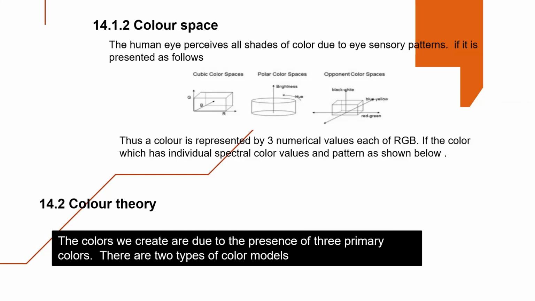Color theory. The colors we create are due to the presence of three primary colors. There are two types of color model.